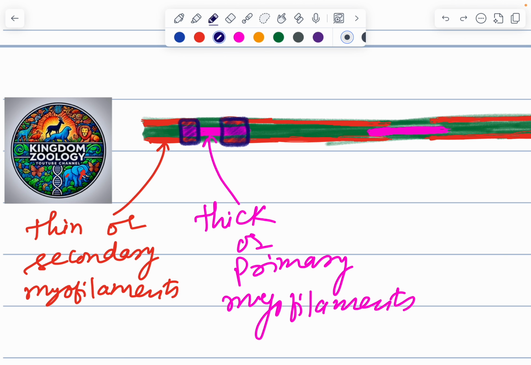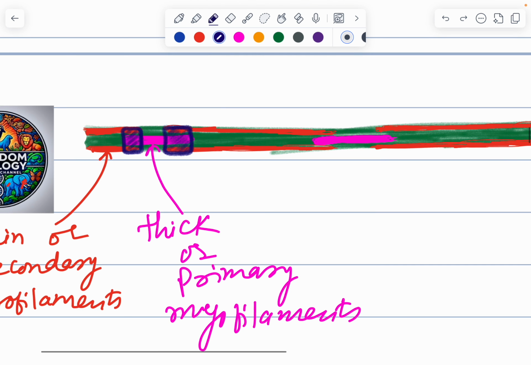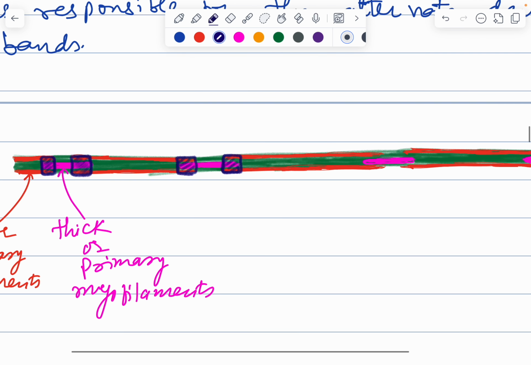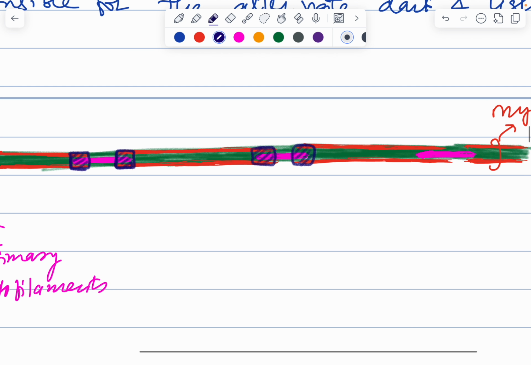And if you look at this portion again here, this portion again here, once again the proteins are overlapping each other. So what do you think will be the color? Dark. Go further. Here the proteins are overlapping each other. So what do you think they'll look like? Dark. Proteins overlapping each other. What does it look like? Dark.